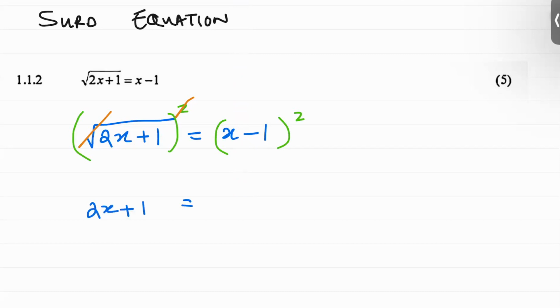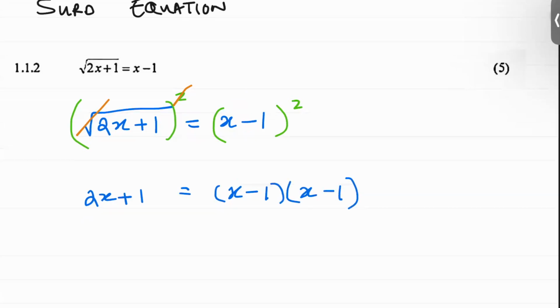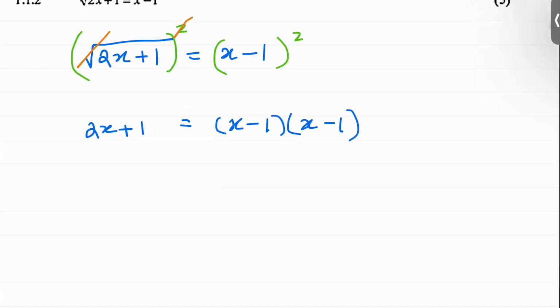But on this side, you actually have to multiply the bracket x minus 1 by itself. Okay, it's the definition of squaring something. Right, now on the right-hand side, we have x squared minus 1x minus another 1x, and then negative 1 times negative 1 is plus 1. Okay, we just FOIL out the brackets there.